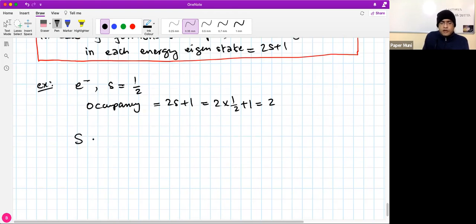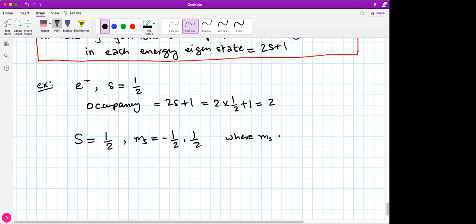Now if you take s equal to half, in this case ms, the components of spin, are minus half and plus half, where ms is the component of spin.